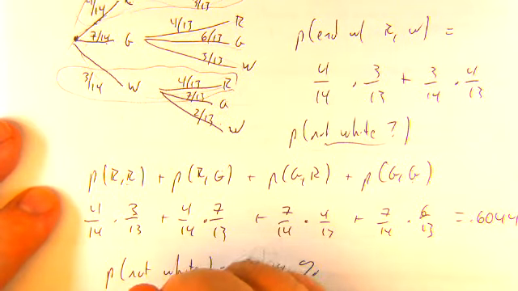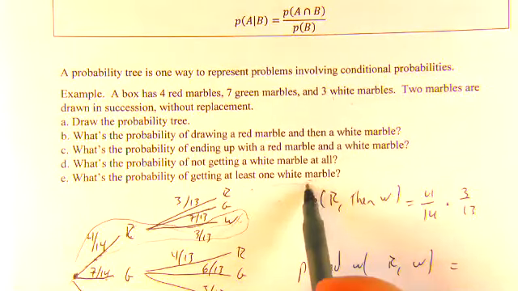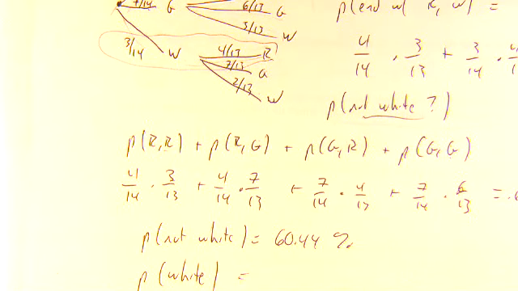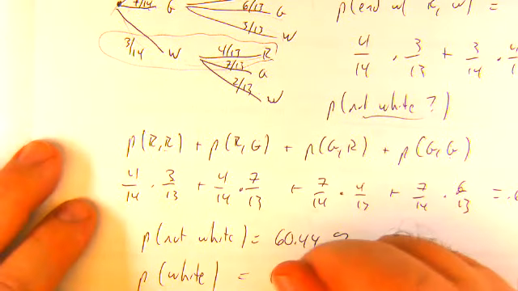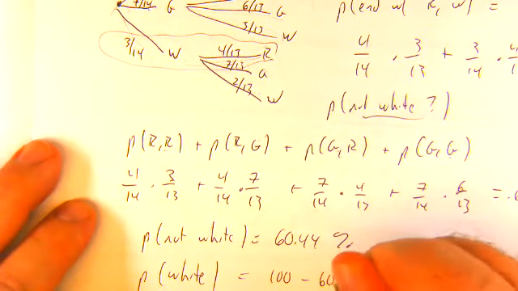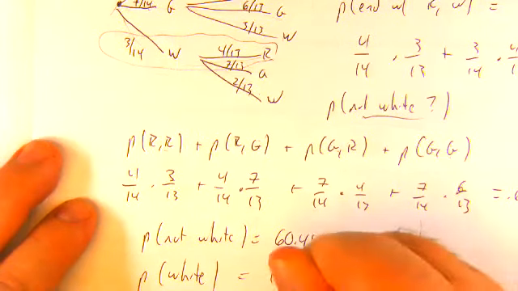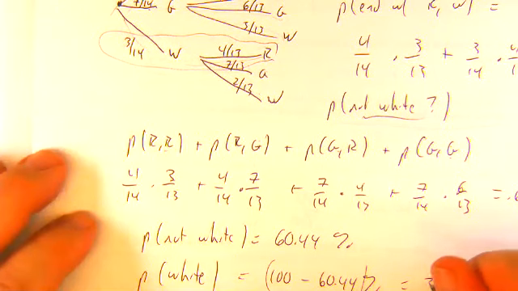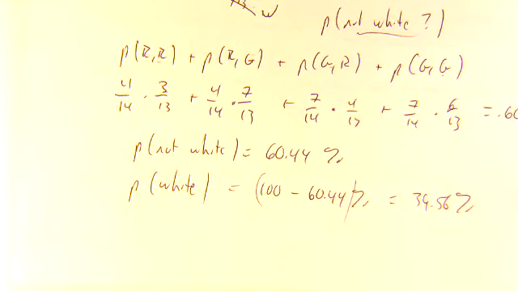What's the probability of getting at least one white marble, either one or two? Well, if the probability of getting no white marbles is 60.44%, the probability of getting at least one white marble is 100 minus that, which is 39.56%. There's our complements again, right? Remember, complements are really powerful tools.